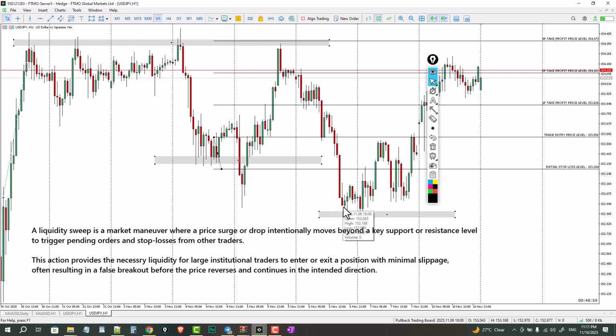If you wanted to buy here also, you wouldn't buy yet until you see price take out their stop losses, get rejected, and then you place the trade.